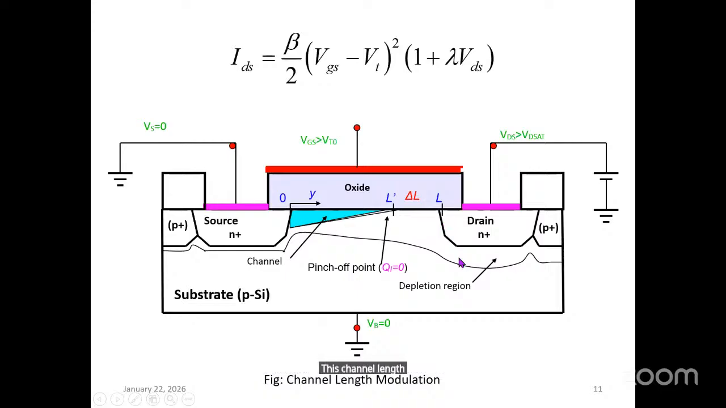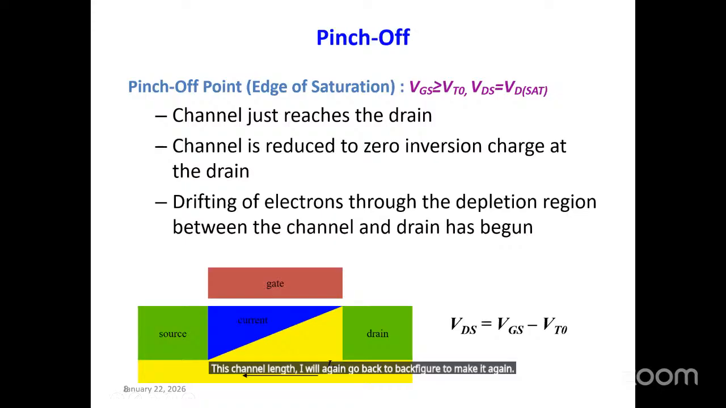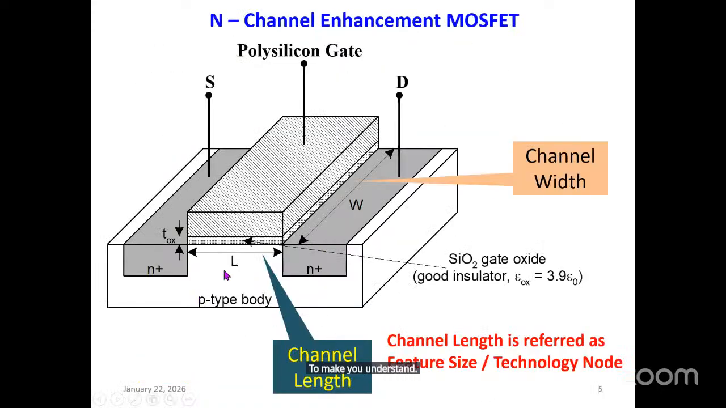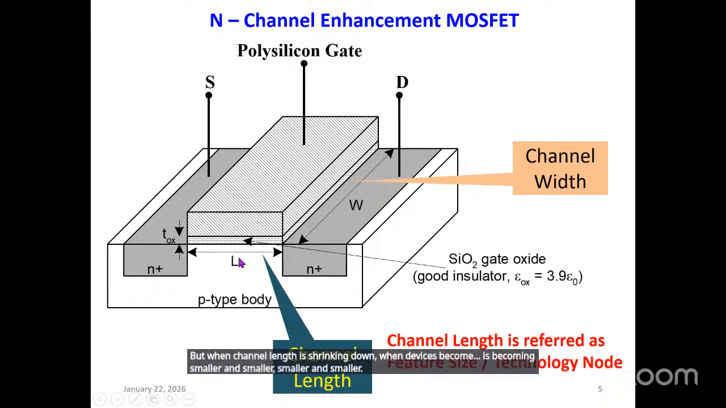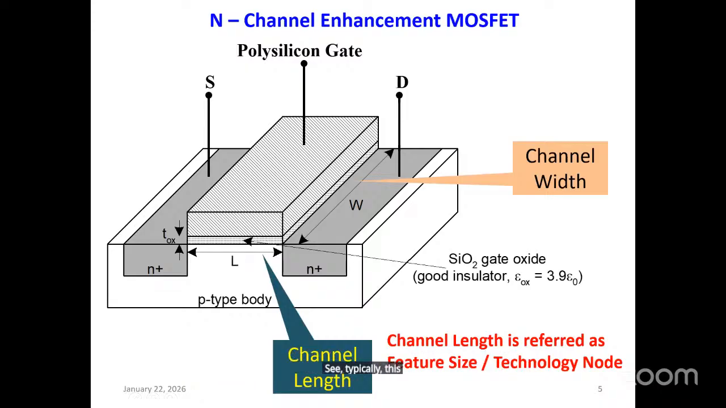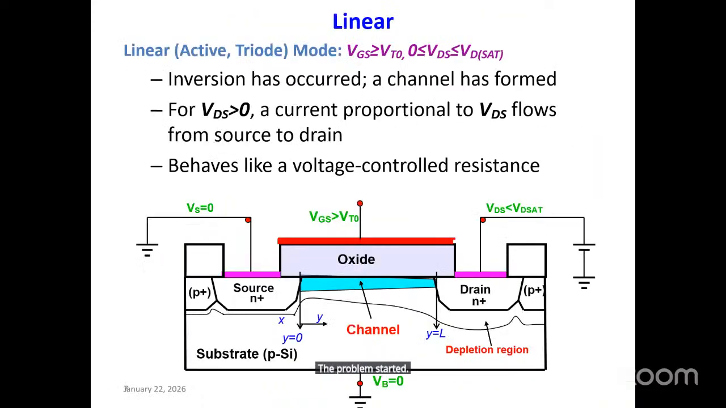I will go back to the earlier figure to make you understand. This channel length was higher. But when the channel length is shrinking and the device is becoming smaller and smaller, this problem started arising beyond 4 nanometer. When the channel length L becomes less than 4 nanometer, the problem being faced is about the oxide layer. You need thinner and thinner oxide.